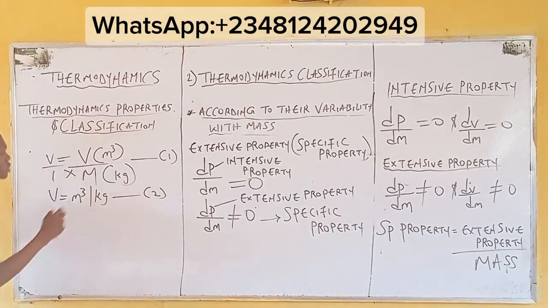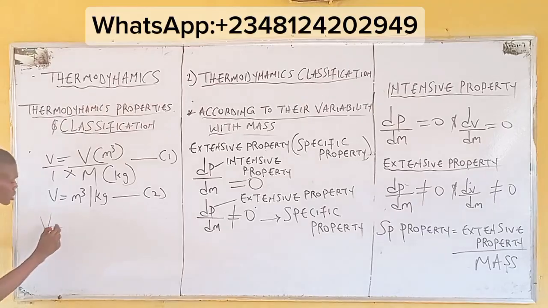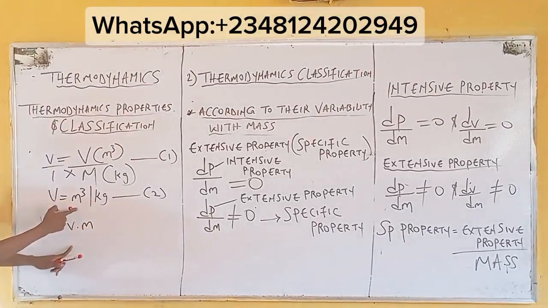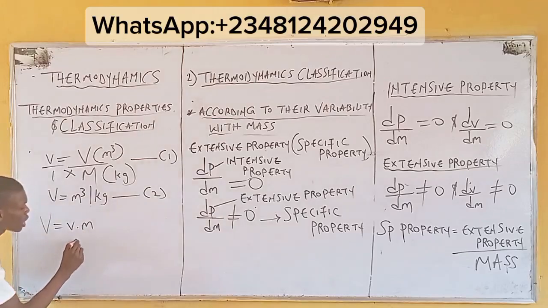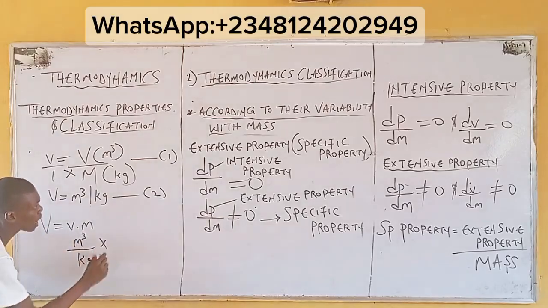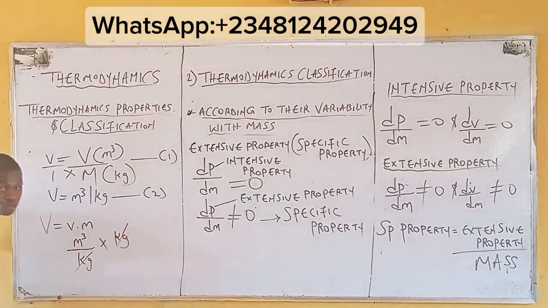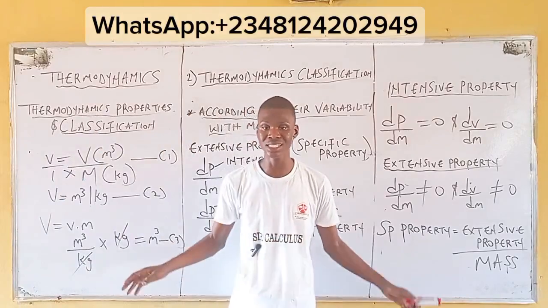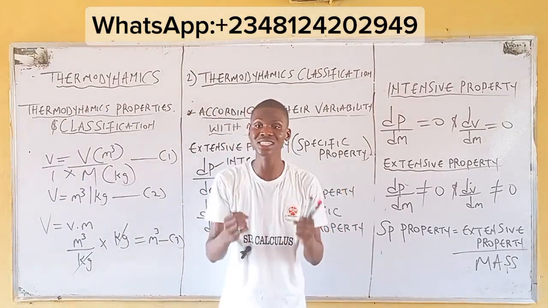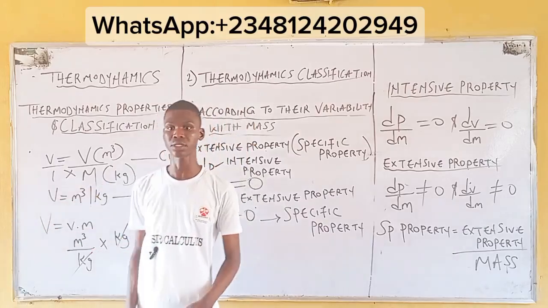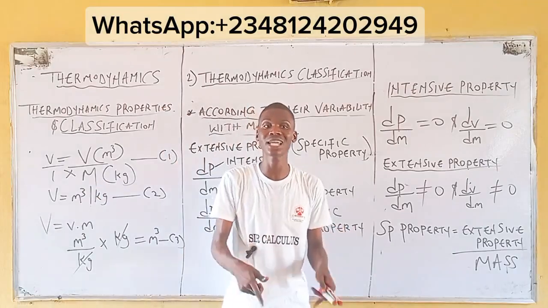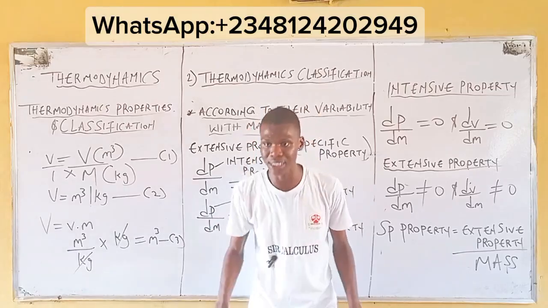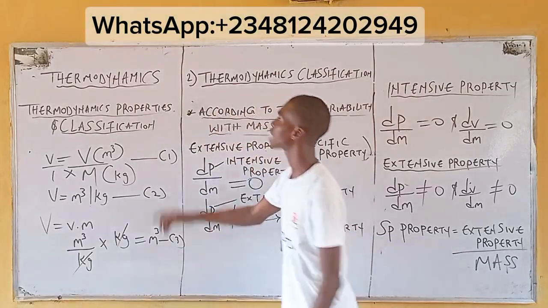So just cross multiply. By the time you cross multiply, you have that big V is equal to what? Small v multiplied by what? Mass. Now substitute the unit of your specific volume. What do you have? m cube over kg multiplied by kg. You observe that kg cancels out. You are left with meter cube. So we are saying that generally your extensive property is still the same unit that your thermodynamic property is having. Whereas your specific property, what differentiates it is that it is divided by what? Mass. Divided by mass.